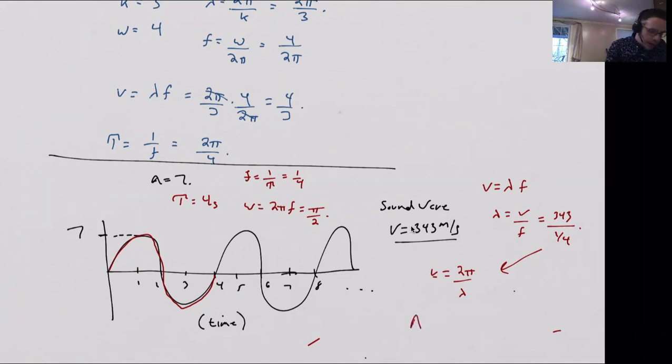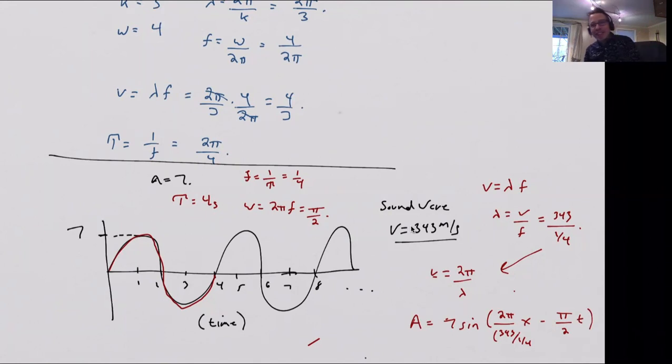So can we write it in standard form? Yes. 7. This is a sine function because it begins from 0. k was 2 pi over the wavelength, which I guess I will write in now. x minus omega, which we said was pi over 2. And there is our mathematical form of the wave.